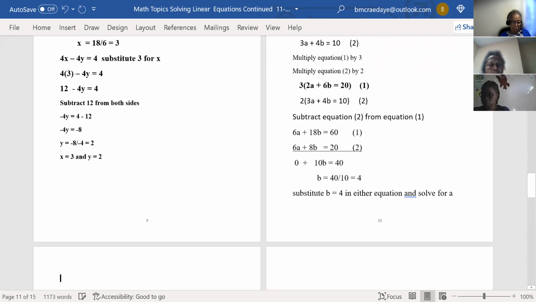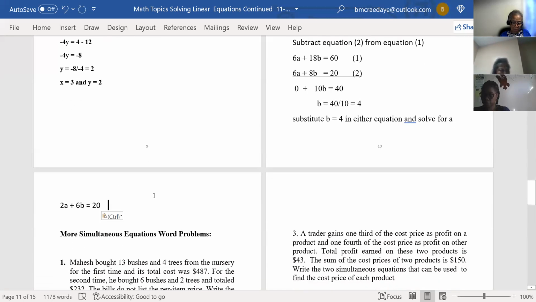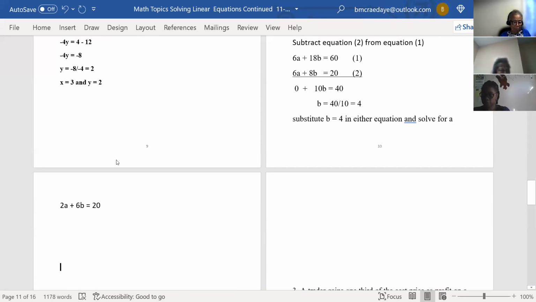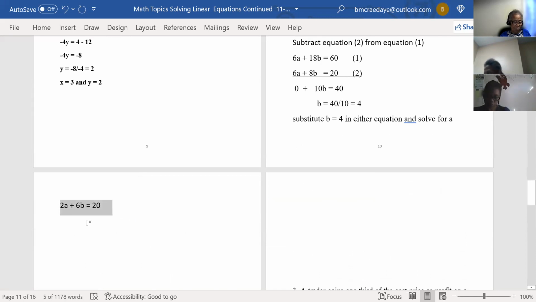Okay, put it here. Now b we said is 4, right? Yes. So we take our b and put 4. So let's just copy this and substitute for b the number 4 that we calculated. What did you get, Maureen? Did you calculate it?